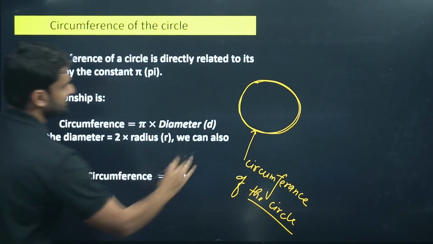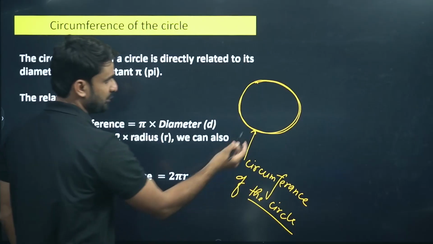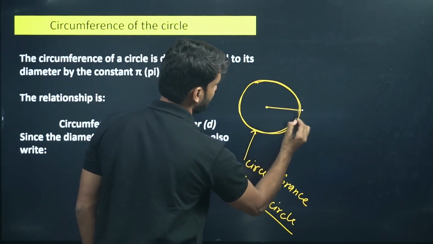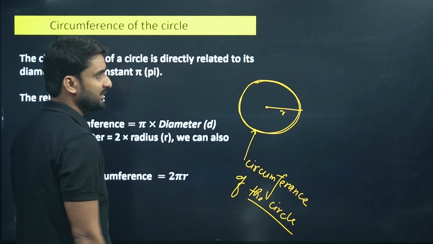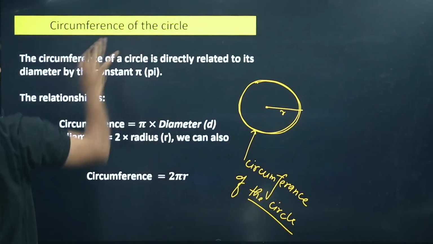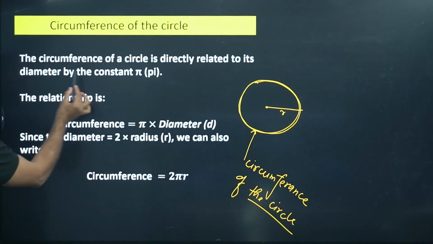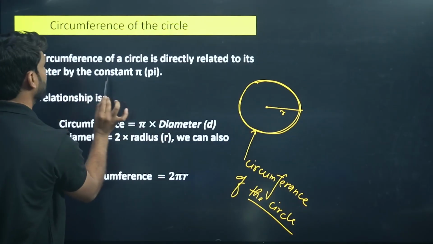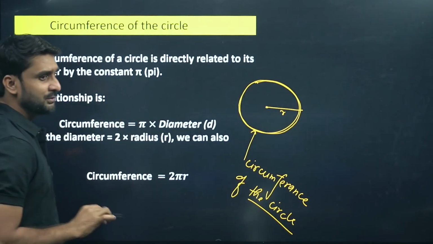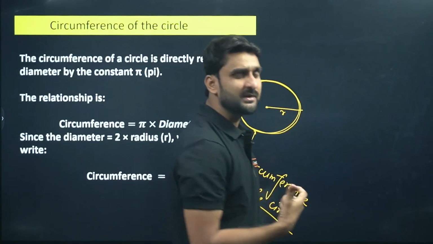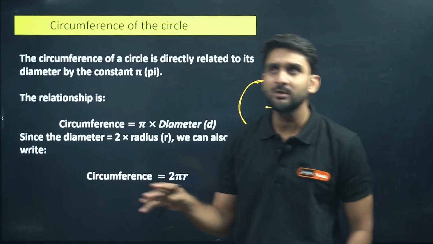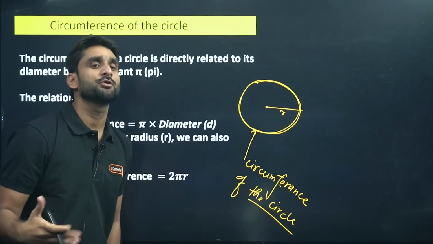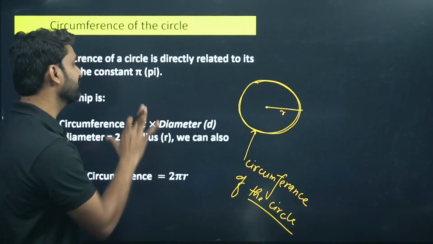Okay, so this is called the circumference of the circle, and you already know this point is called the center and this is called the radius here. So what is the definition here? The circumference of a circle is directly related to the diameter by the constant pi. To determine the circumference of the circle, many mathematicians worked on it. There is a huge contribution of many mathematicians on the circumference of the circle.